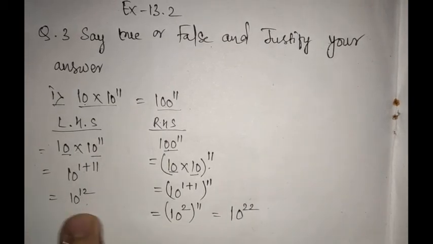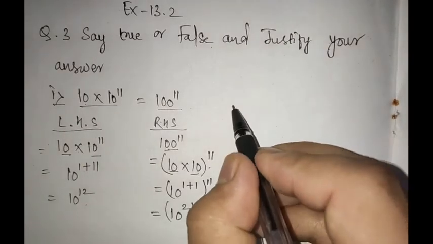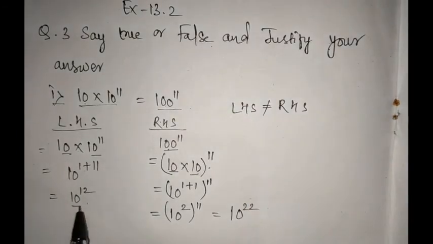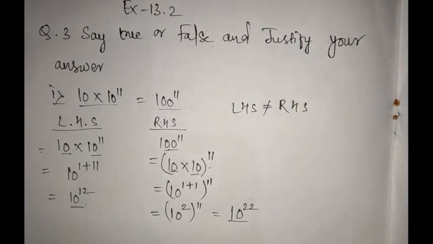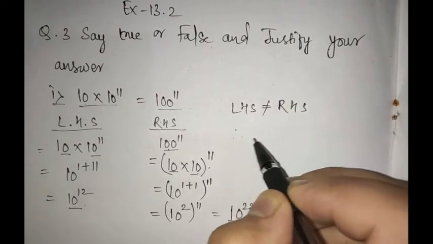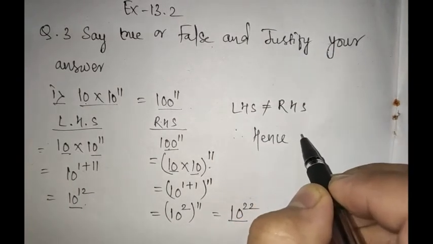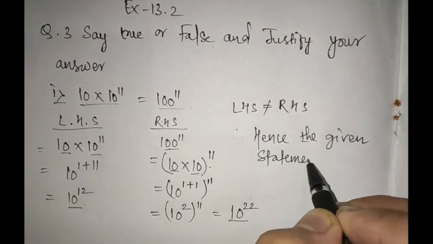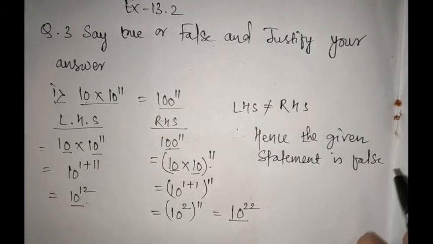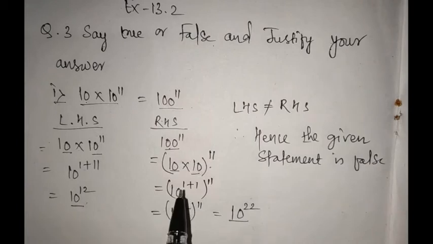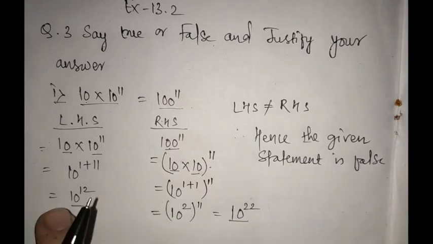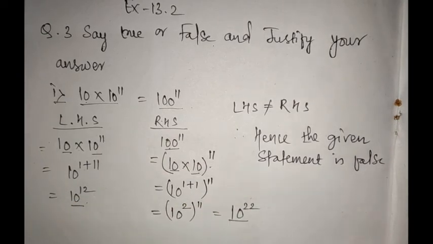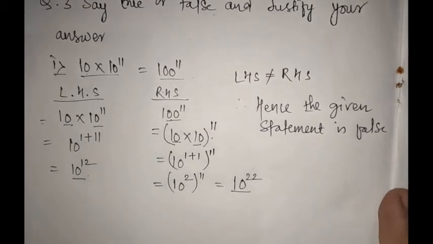So is left hand side equal to right hand side? No, left hand side is not equal to right hand side. The reason being 10 to the power 12 and 10 to the power 22, there is a huge difference. So we are going to write: therefore, hence the given statement is false. The reason being the left hand side is not equal to the right hand side. You can see the values clearly, 10 to the power 12 and 10 to the power 22, which are not equal, so hence the statement is false. Okay, so let's proceed to part 2.